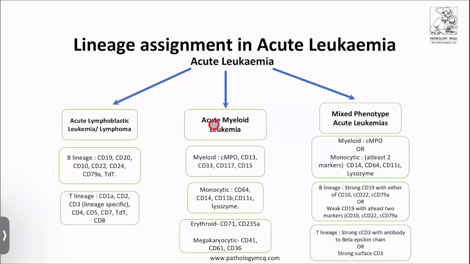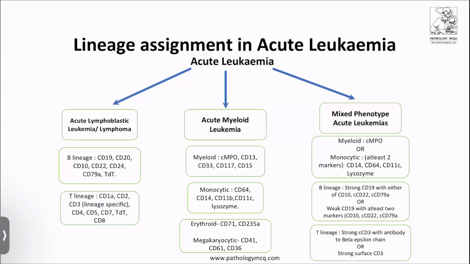So when we have to call it AML with monocytic differentiation, we have to see the presence of monocytic markers. There are various monocytic markers like CD64, CD14, CD36, CD11b, CD11c, and so on. Lots of monocytic markers are there. HLA-DR is there.